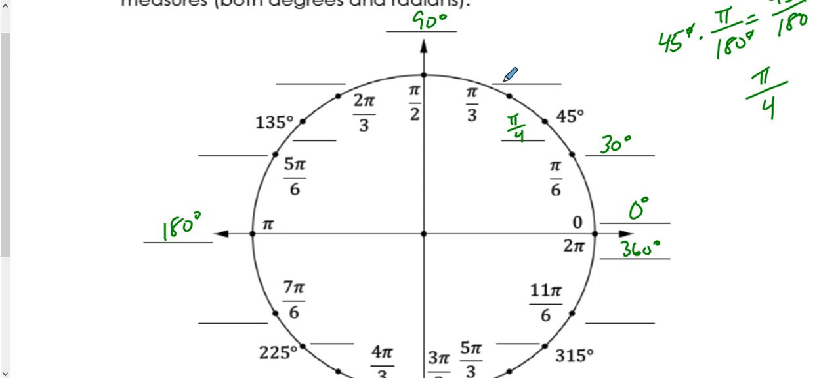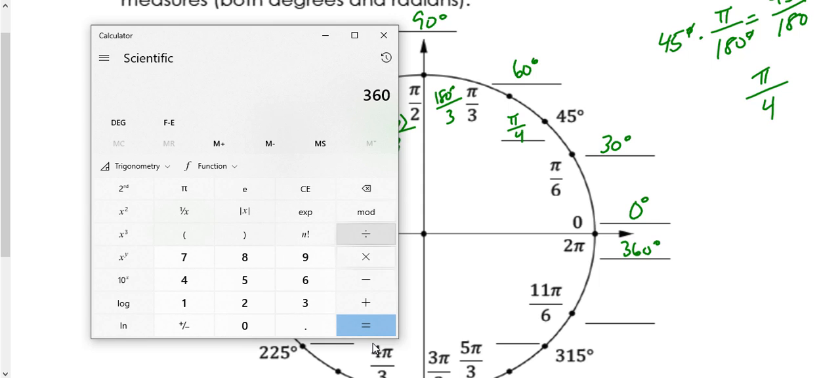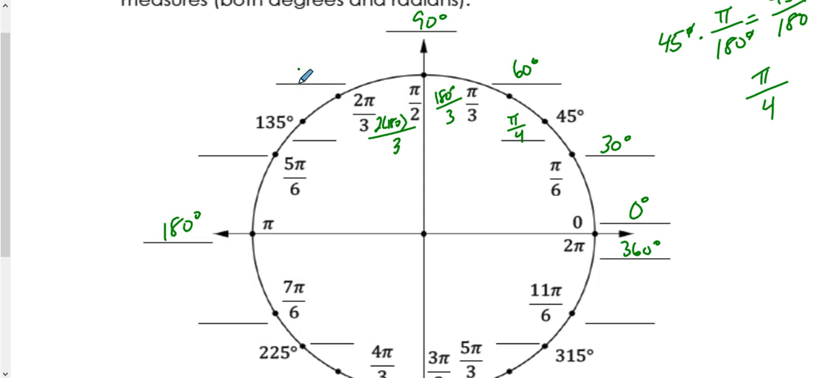So I'll just do a little bit here. So pi over 3, that would be 180 over 3. So 180 divided by 3 is 60 degrees. Over here, this is 2 times 180 over 3. Well, 2 times 180 is 360. So 360 divided by 3 is 120. 120 degrees. Let's see as we go.